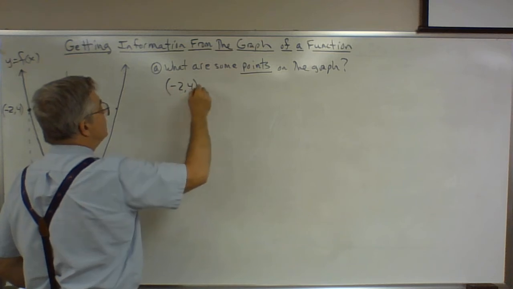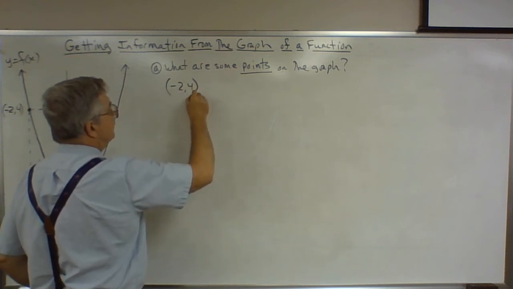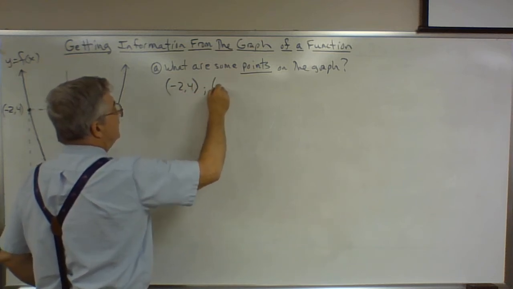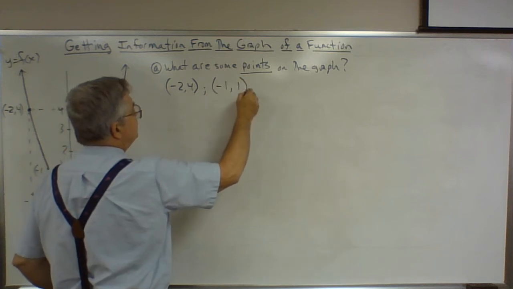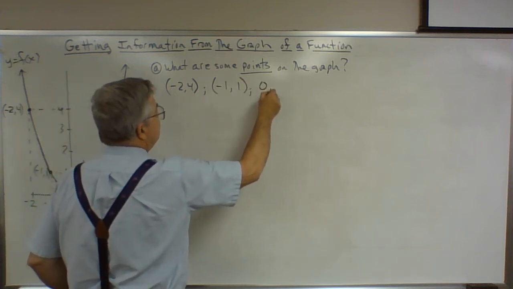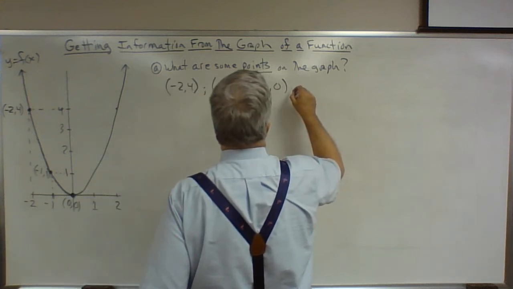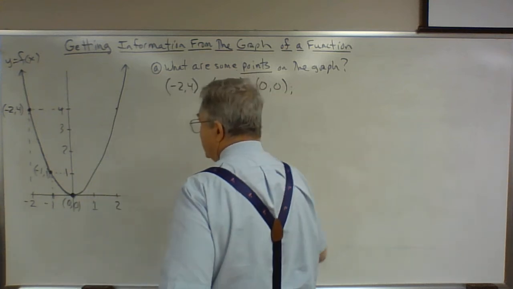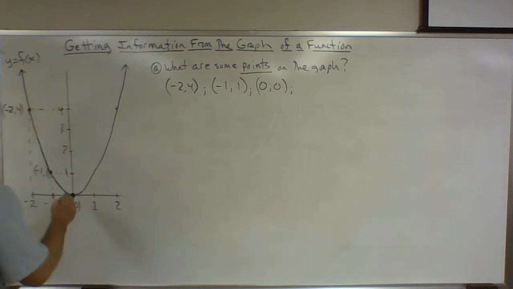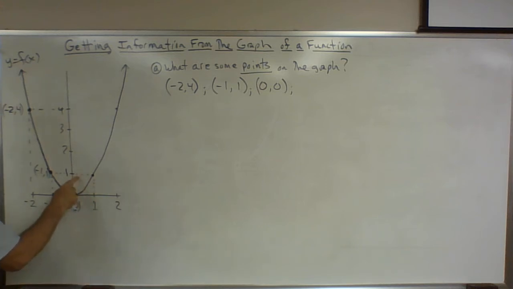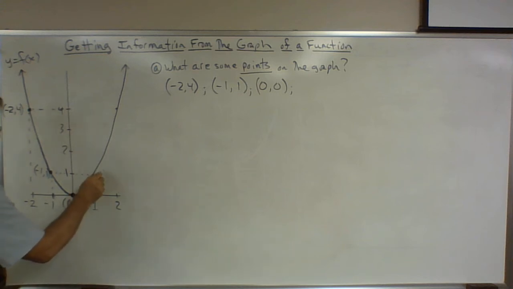-2, 4, -1 and +1, 0, 0. And do we have more? Yeah, let's see. Here's a point, and it looks like it corresponds to x equal positive 1, y equal positive 1.